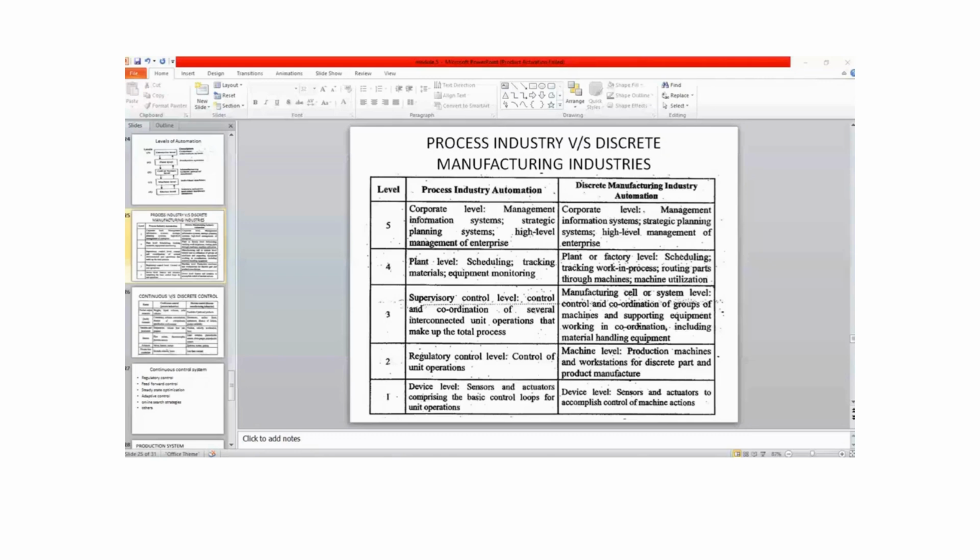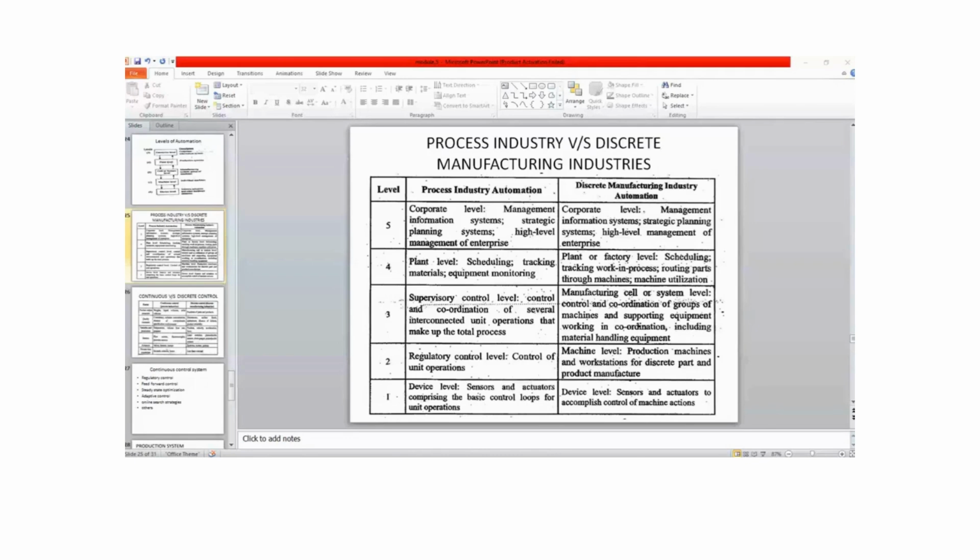One is process industry. The other one is discrete automation industry. So you can see the tabular column we have on the slide. What are the differences, and what is it going to create? We are going to see. Now my question is, from the names process industry and discrete manufacturing industry, can you tell me anything about this process industry as well as discrete manufacturing industry?